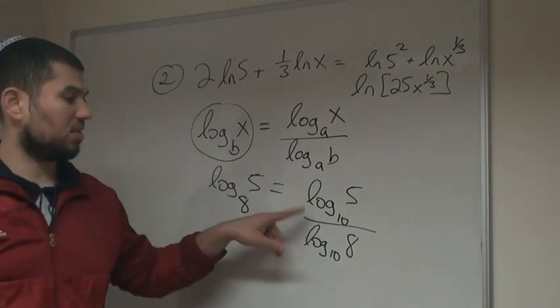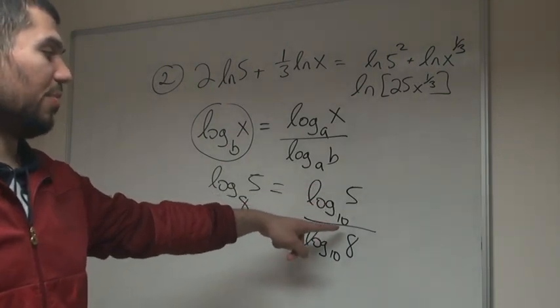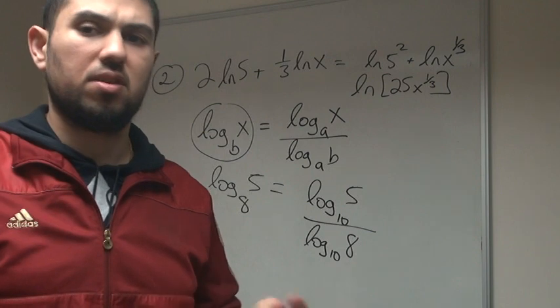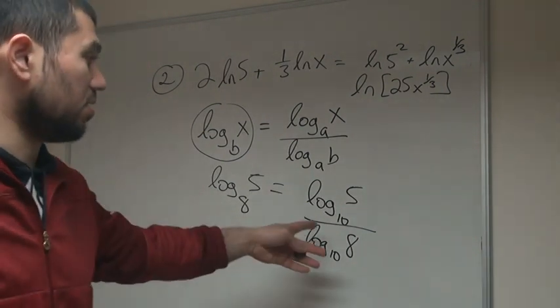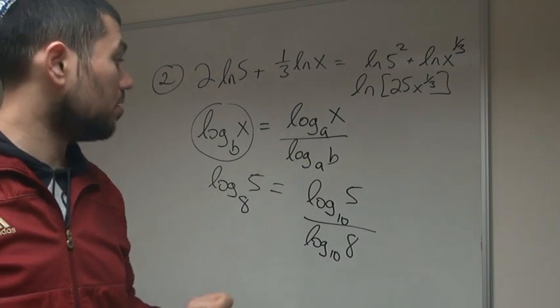Why is this so important? Who cares that I can change it to log to the base 10 of 5? 10 to what power gives me 5? It still doesn't make sense. I still can't find 10 to some power that gives me 5. It does make sense though.